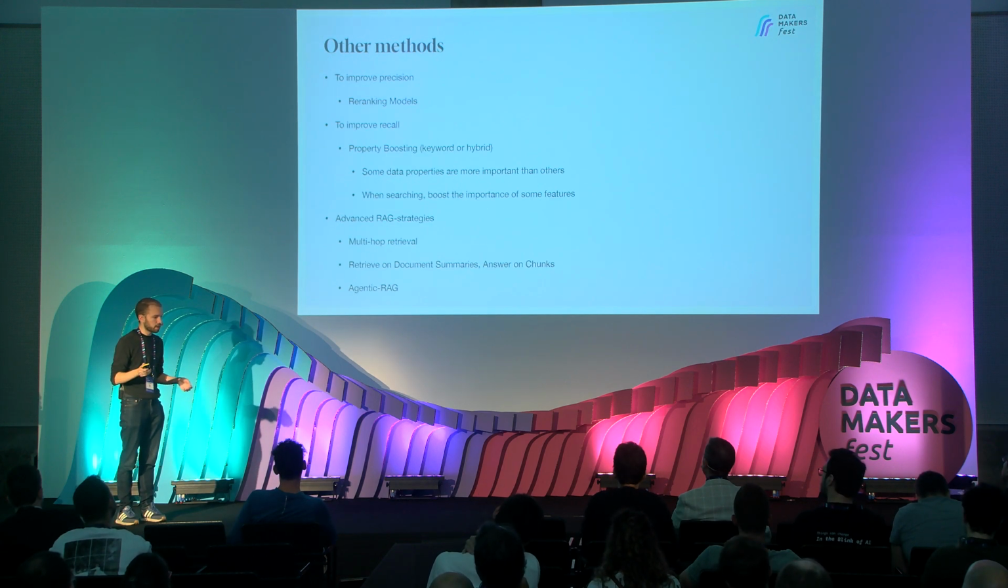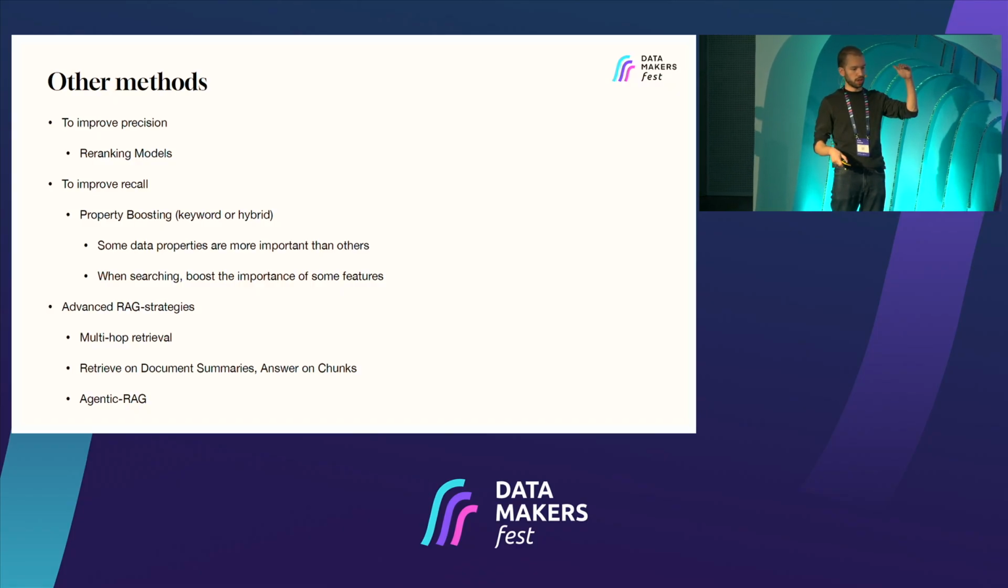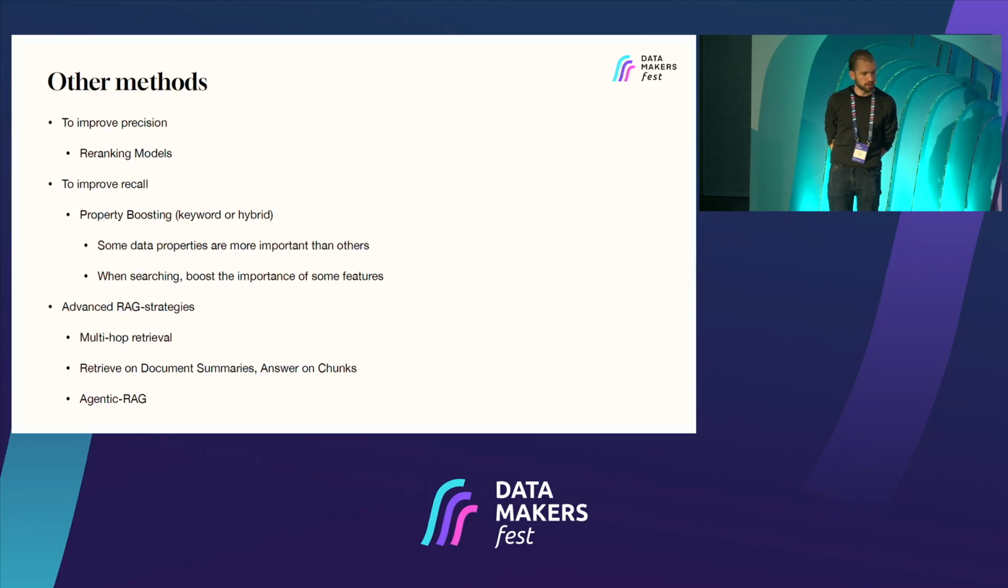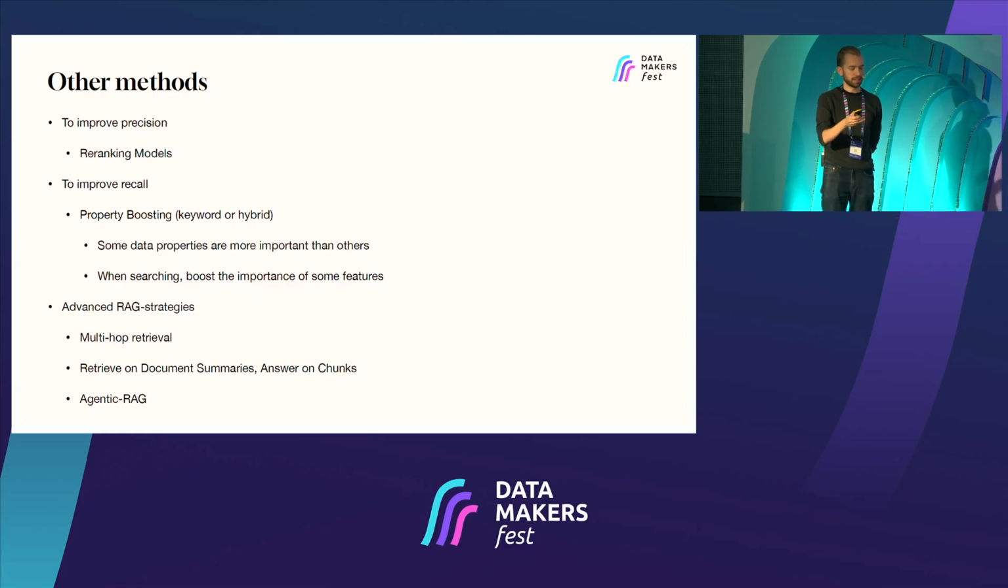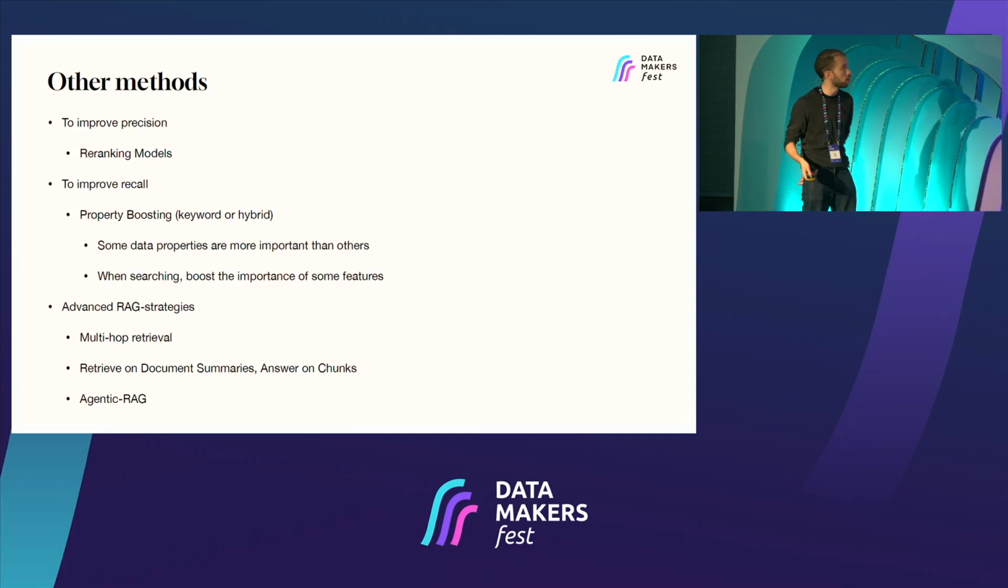Of course, there are a lot of other methods. You can do re-ranking models if you want to rank important documents at the top. This can be used with encoder-only models. You can also use LLMs, asking an LLM, is this document relevant for my use case? Of course, that's very expensive and very slow.